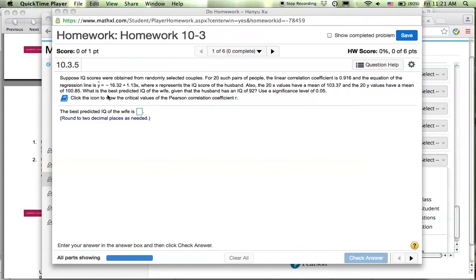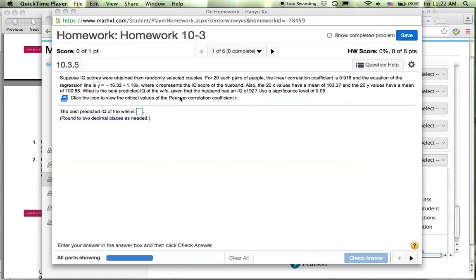Okay, homework 10.3, question number 1 and number 2. Those two questions are quite similar, and for those questions, you are given the regression line, and also the mean of your x and the mean of your y. They are asking what the best predicted y value is.